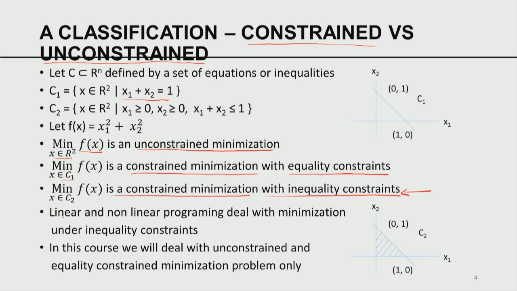The theory of linear and nonlinear programming deals with minimization under inequality constraints. You may have heard of linear programming, nonlinear programming. What do they deal with? They deal with minimization under inequality constraints. In this course, we will deal only with unconstrained and equality constraint minimization problems. Why? We try to formulate the problem in such a way. So equality constraint is easier than inequality constraint.